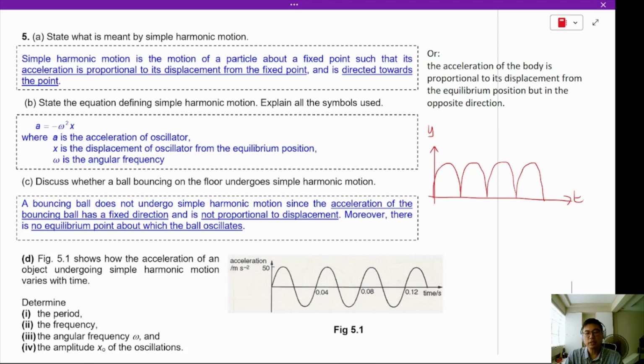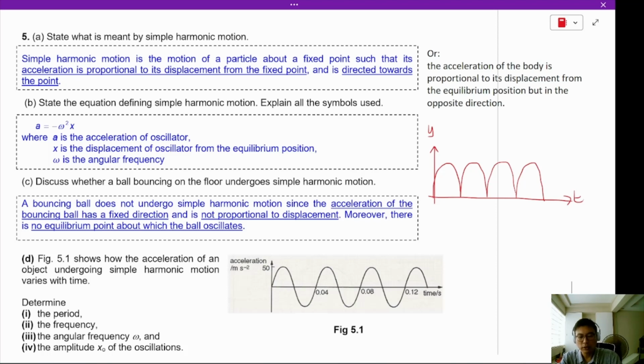The definition of simple harmonic motion can also be expressed as a formula. a equals minus omega squared x, where a is the acceleration of the body, x is the displacement of the body from the equilibrium position, and omega is the angular frequency. Now we can see that the definition in English and math is the same.